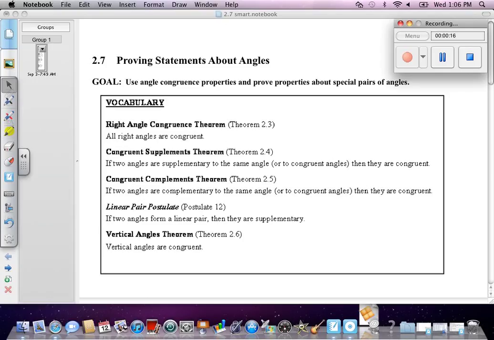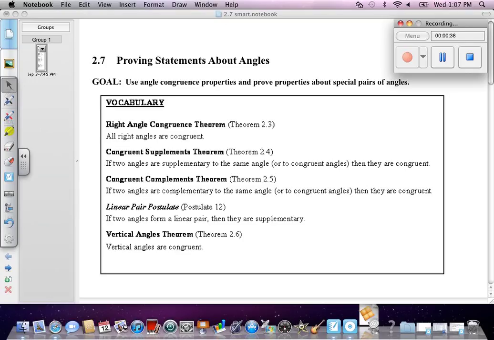Congruent supplements theorem: if two angles are supplementary to the same angle, they are congruent to each other. Congruent complements theorem: if two angles are complementary to the same angle, then they are congruent to each other. You know the linear pair postulate and you know vertical angles. So we're going to use all of those to do these next three proofs.